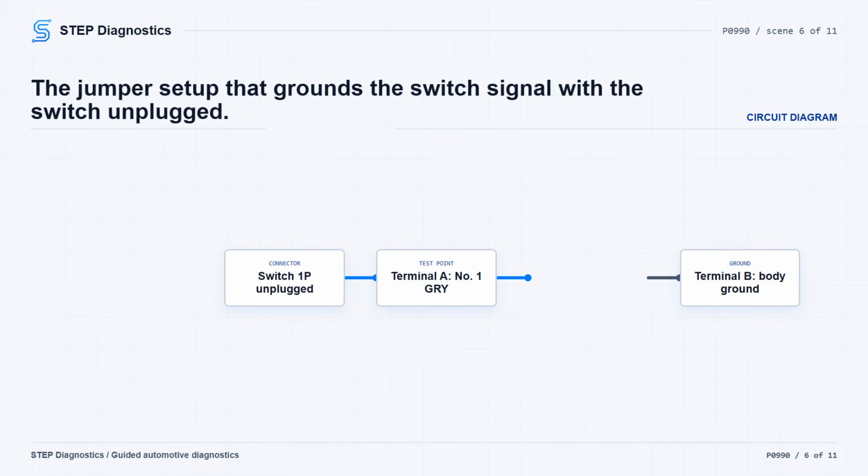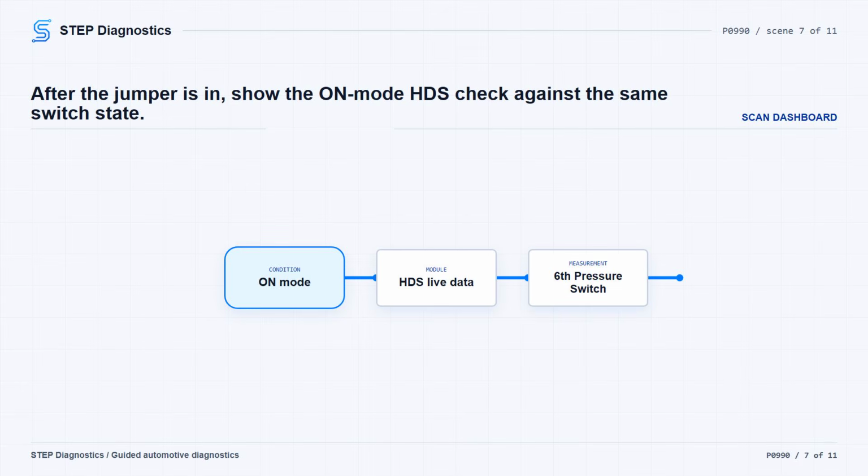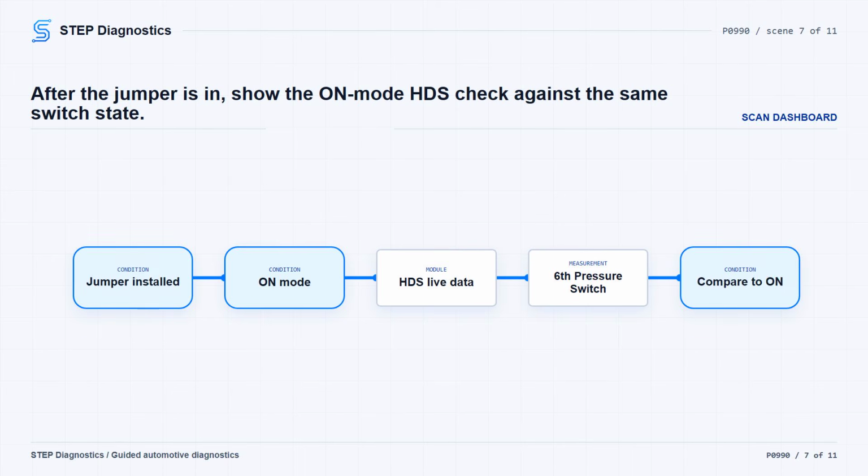Next, turn the vehicle to the OFF lock mode. Disconnect the transmission fluid pressure switch E, 6th clutch 1P connector. Connect terminal A to terminal B with a jumper wire. Terminal A is the pressure switch 1P connector number 1, gray wire. Terminal B is body ground. Then turn the vehicle back to the on mode and check the 6th pressure switch parameter with the HDS.